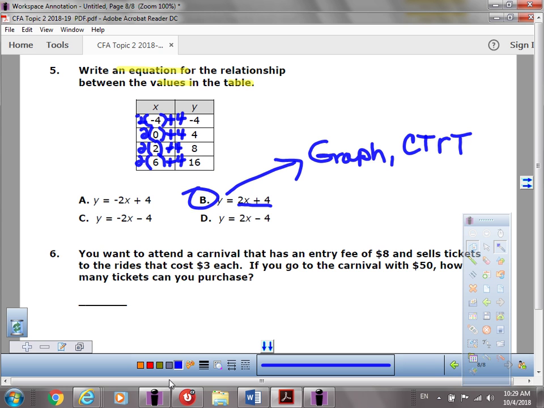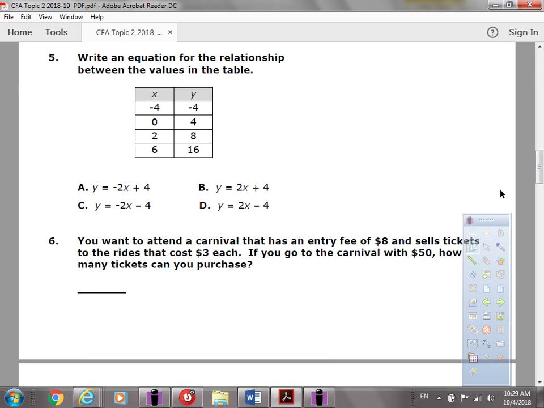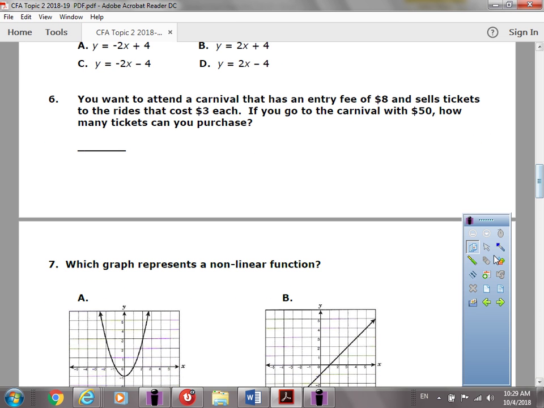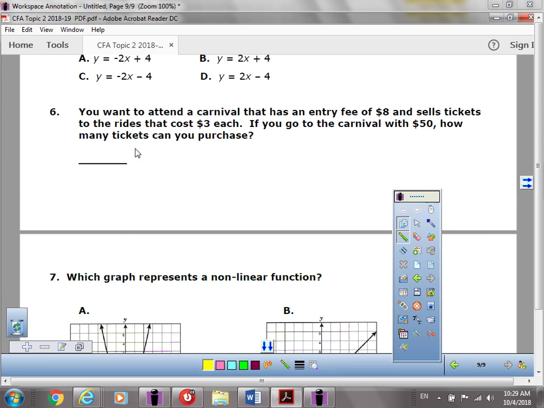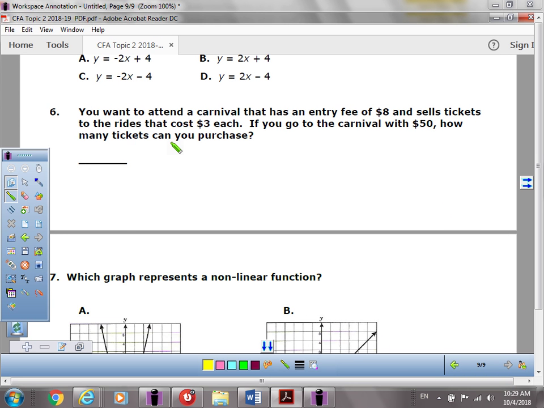I was, in my mind, doing that, and you can do that as well. Let's look at number 6. This is probably the most missed question, I think, because, one, it's not multiple choice.